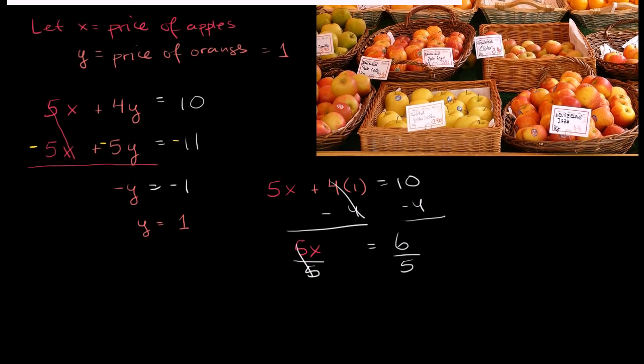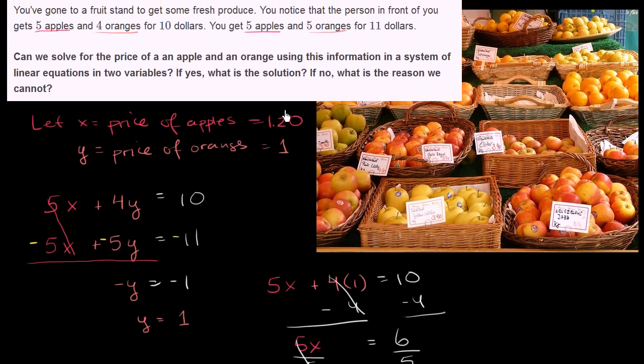Or you could say that x is equal to 6/5, which is the same thing as 1 1/5, which is the same thing as $1.20. So it's $1 per orange and $1.20 per apple. So we absolutely could figure out the prices of apples and oranges using the information given.